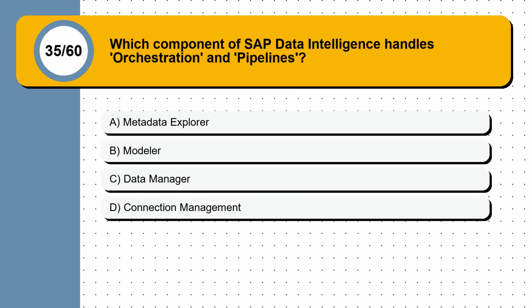Question 35. Which component of SAP Data Intelligence handles orchestration and pipelines? Option A, Metadata Explorer. Option B, Modeler. Option C, Data Manager. Option D, Connection Management.